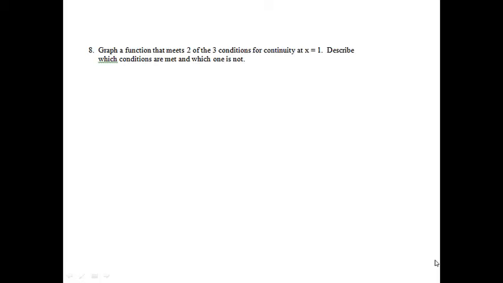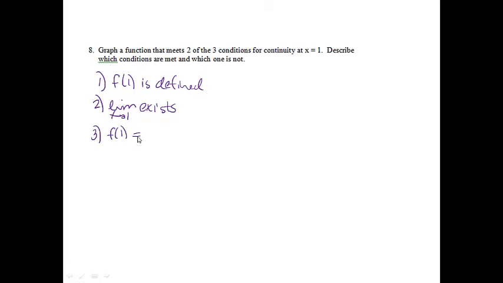A function that meets two of the three conditions for continuity at x equals 1, describe which conditions are met and which one is not. All right, I'm just going to write the three conditions for continuity. Our first condition would be that f of 1 is defined. My second condition for continuity is the limit as x approaches 1 exists. And then my third condition would be f of 1 equals the limit as x approaches 1.